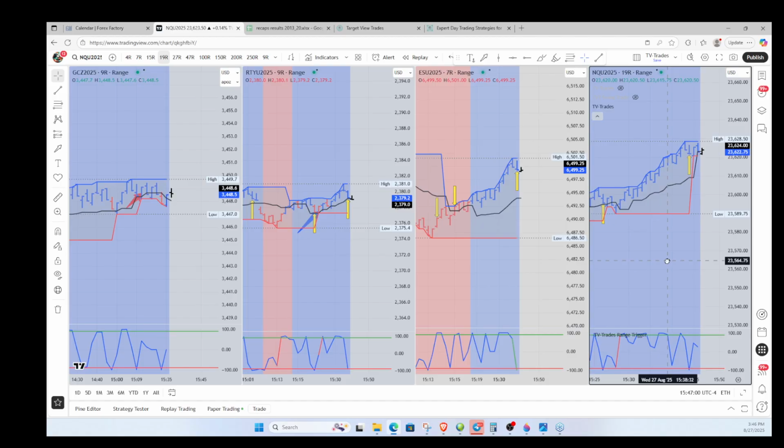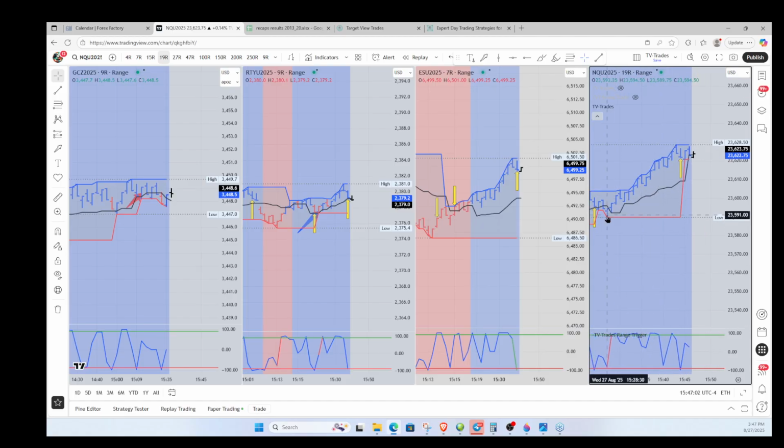Okay. So you see this red right here? That started when it came out of the oversold here. And it changed when it came back out of the oversold here. Okay, it reset the midpoint in there.